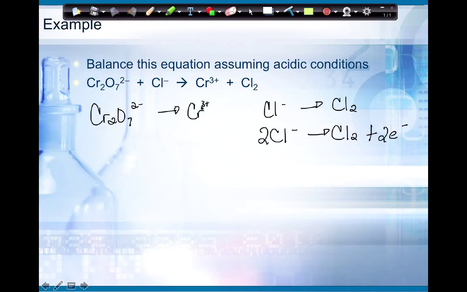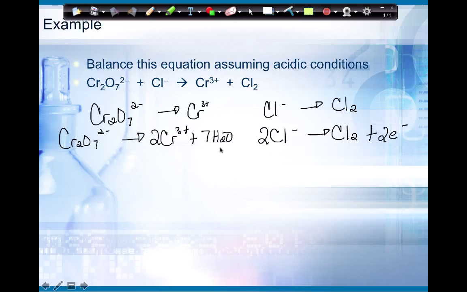I have Cr2 and Cr. So I need to fix the number of atoms first. Be really careful when you have charges like this. Make sure you drag it down each time. Otherwise, you have a good chance of getting it wrong because you forgot to add a charge somewhere. Now I've got 2 chromiums on this side, but I have oxygen on one side and no oxygen on the other side. So what I need to do is fix that by adding water. I need 7 oxygens on this side, so I'm going to have 7 water molecules.